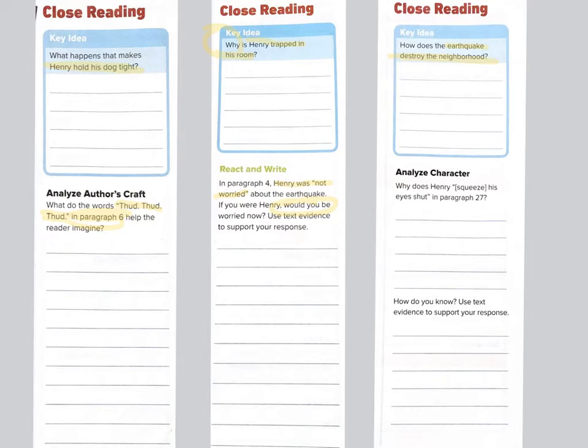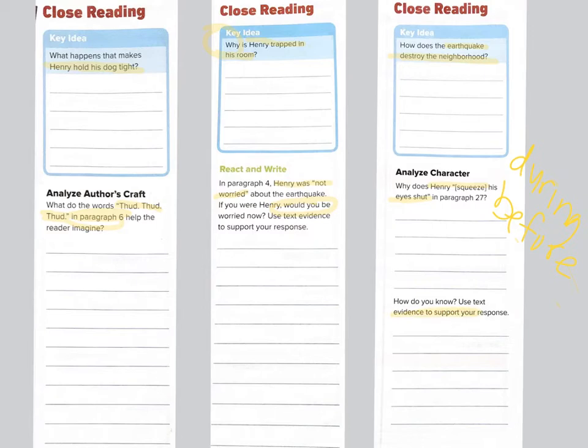Next, I want to think about, why does Henry squeeze his eyes shut? When Henry squeezes his eyes shut, I want to think about what is happening before that and during. Before and during will help me decide why he's doing that. So we want to think about what Henry is doing during or before that happens as to why he is shutting his eyes. We also want to make sure that we include the evidence from the text to support that answer.